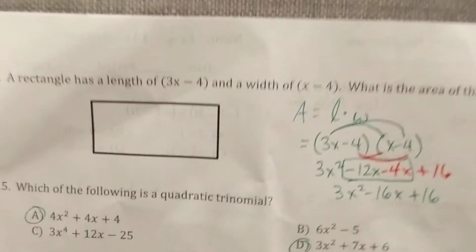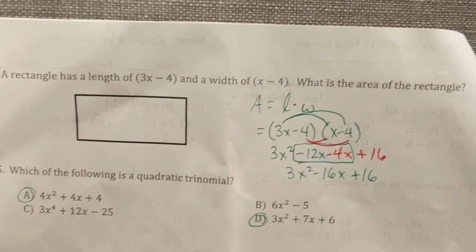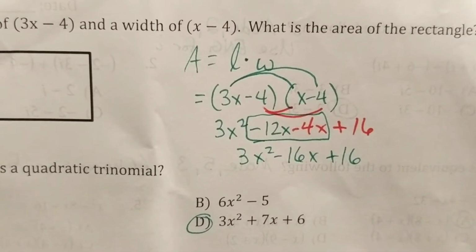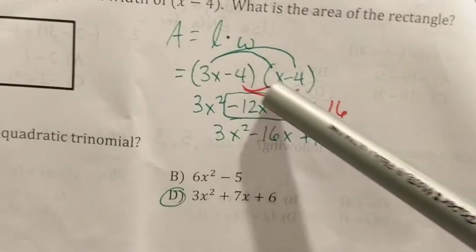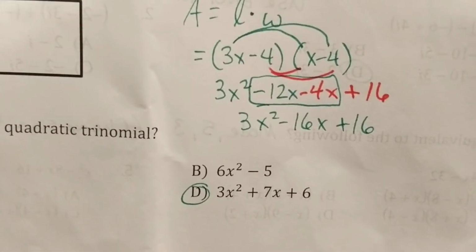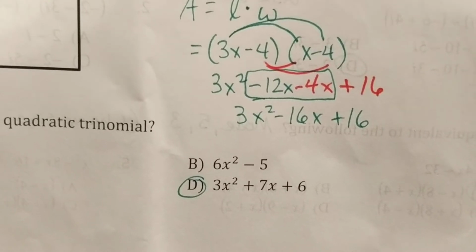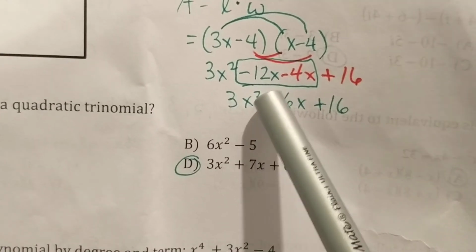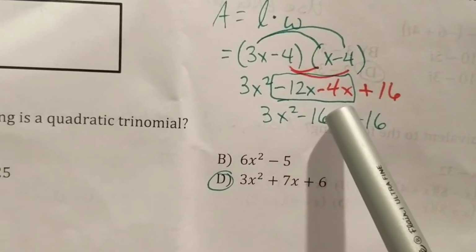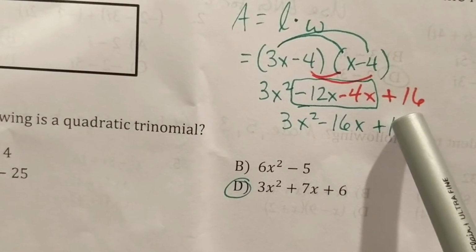Number 13 says a rectangle has a length of 3x minus 4 and a width of x minus 4. What is the area? So remember right here, area is length times width. So we're just going to multiply those two binomials together: (3x minus 4) times (x minus 4). So remember, you have to distribute. In the green is where I distributed the 3x, and the red is where I distributed the negative 4. So you get 3x times x is 3x squared. 3x times negative 4 is negative 12x. Negative 4 times x is negative 4x. And negative 4 times negative 4 is 16.